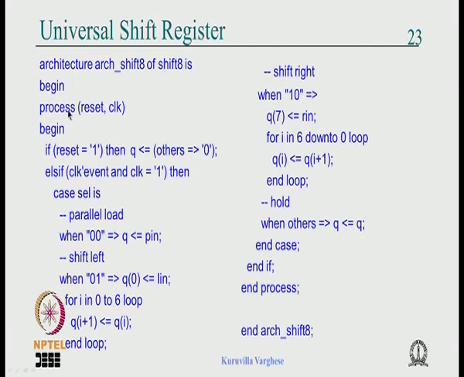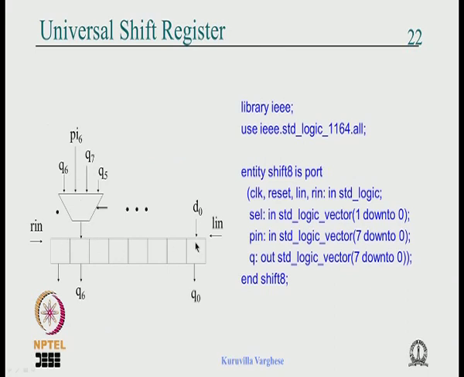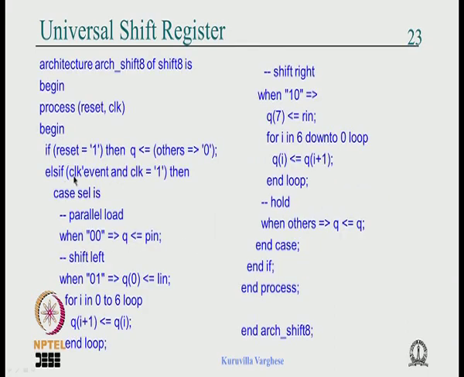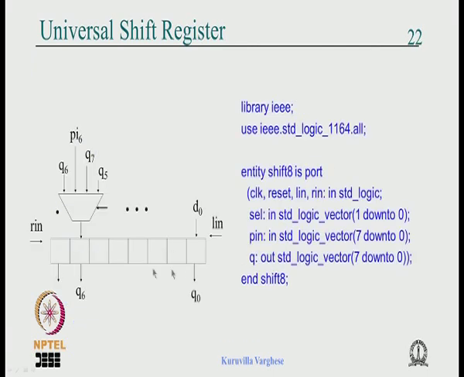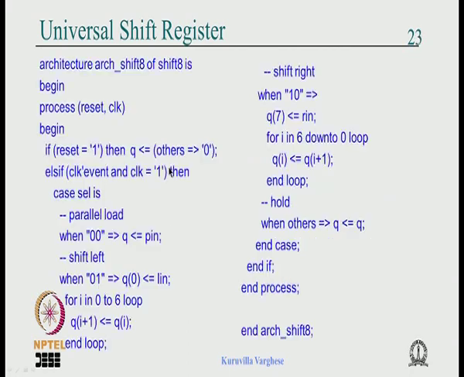So now we say process reset, clock, begin. If reset is 1 then Q is others 0. We are resetting all the register contents. Else if clock tick event, clock is equal to 1, then case select is parallel load. When 00 we are parallel loading, Q gets P in, that means Q(7 down to 0) gets P in(7 down to 0), that is the meaning here. Then that is a parallel load.